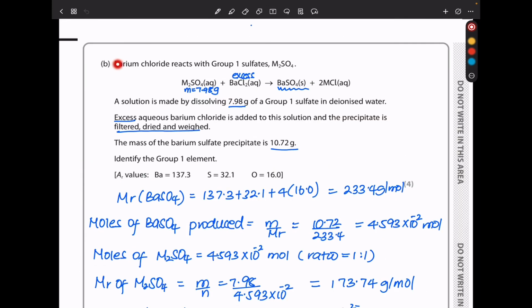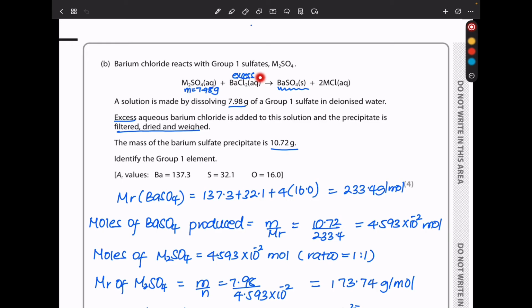In part B, barium chloride reacts with group 1 sulfates. So we see that plus barium chloride gives us barium sulfate and MCl. A solution is made by dissolving 7.98 grams of a group 1 sulfate in deionized water. Excess aqueous barium chloride is added to this solution and the precipitate is filtered, dried and weighed. The mass of the barium sulfate precipitate is 10.72 grams. Identify the group 1 element. They've given us the atomic masses.